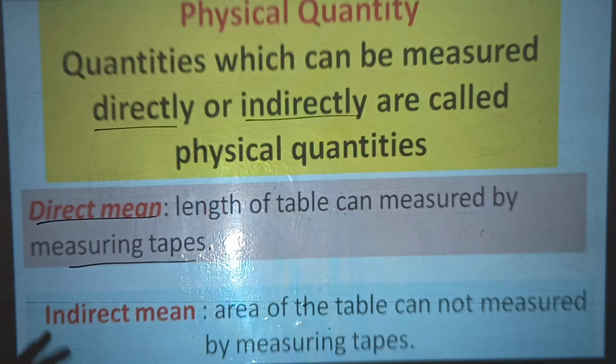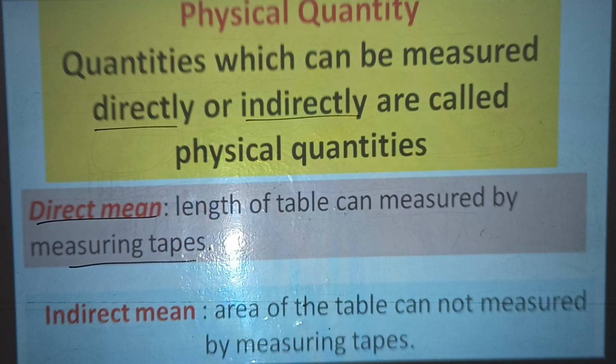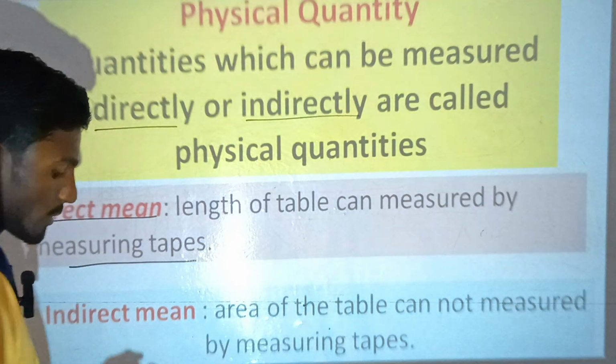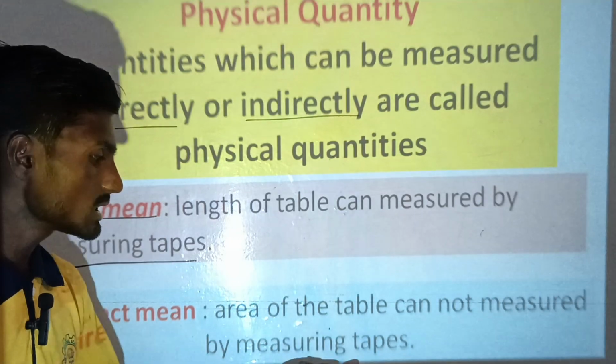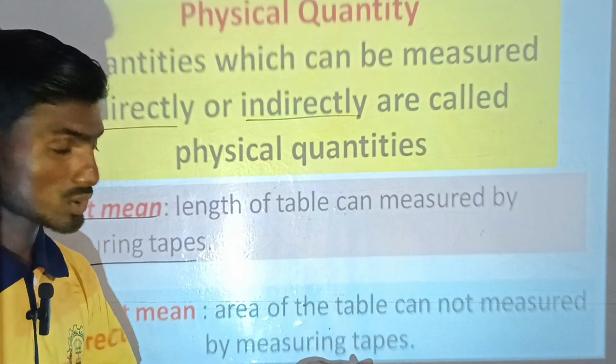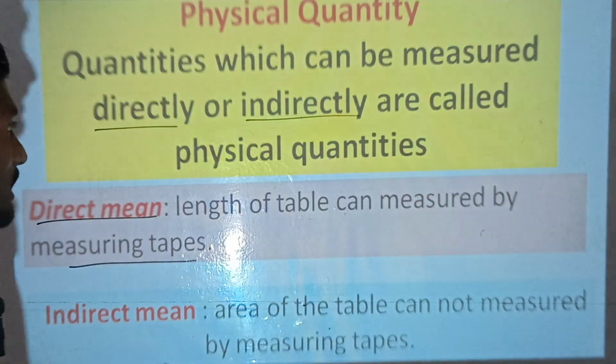But indirect means those types of measurement, or you can say those types of calculation, we cannot do by using the measuring tape. Like with the example here, if you calculate the area of any table, so you cannot calculate the area of a table by using a measuring tape. I hope you understand, guys, what I want to say. So on the basis of what is a physical quantity, those types of quantity which can be measured directly or indirectly are called physical quantity.